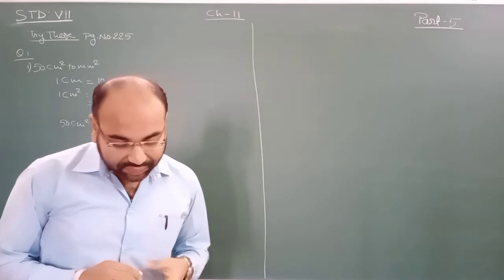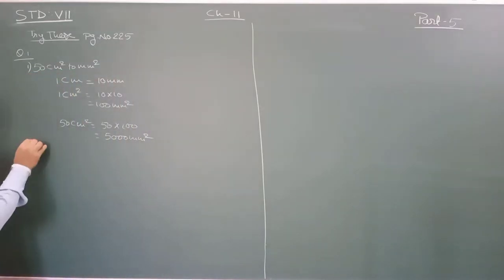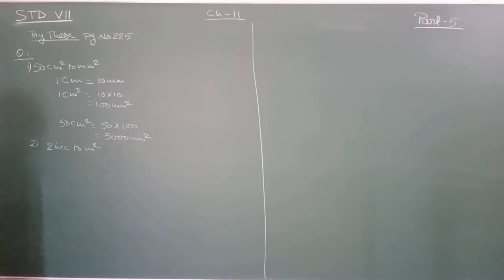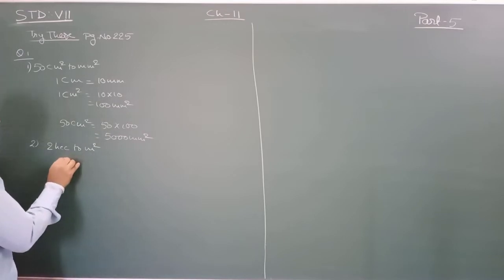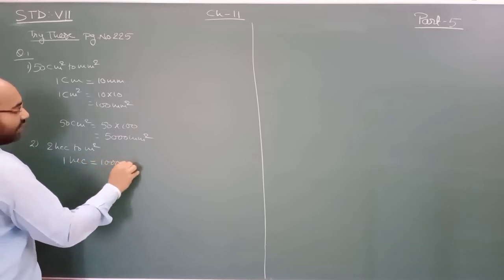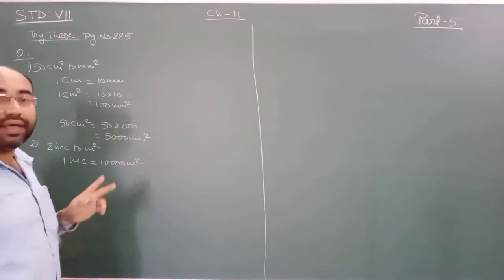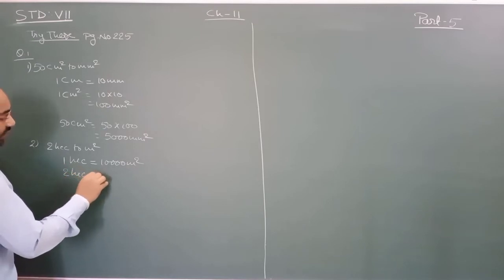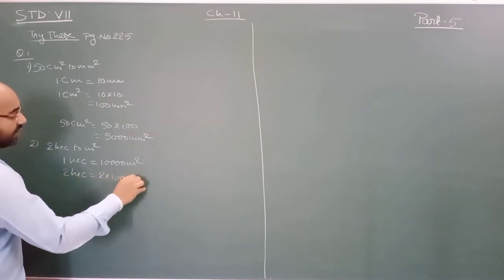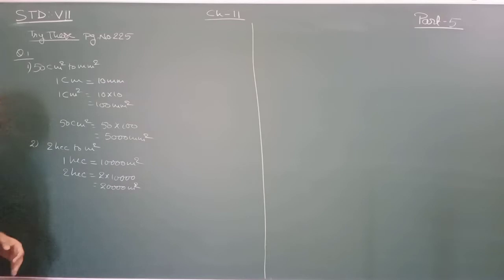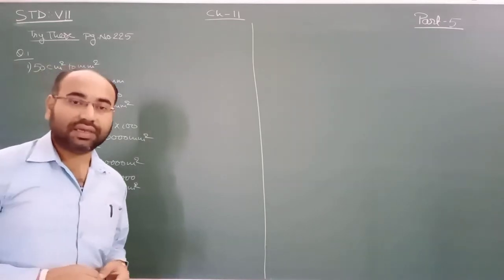Now let us move to the second one, that is 2 hectare in meter square. 2 hectare to meter square. Now hectare is again a unit for measuring only. So 1 hectare is equal to 10,000 meter square. 1 hectare means 10,000 meter square. So we are having 2 hectares. So it will be 2 into 10,000, that comes to 20,000 meter square will be the answer for the second one.